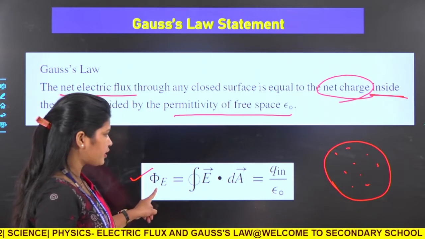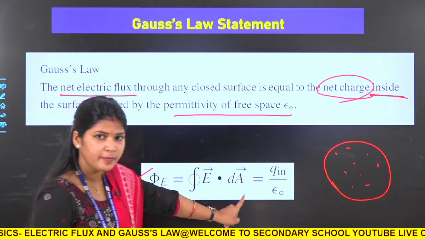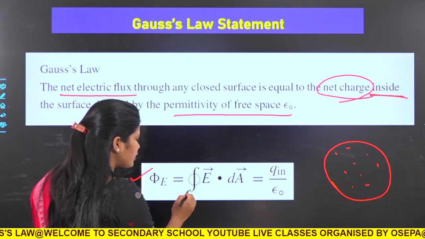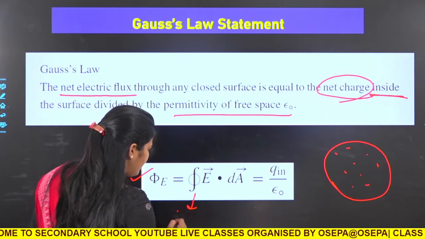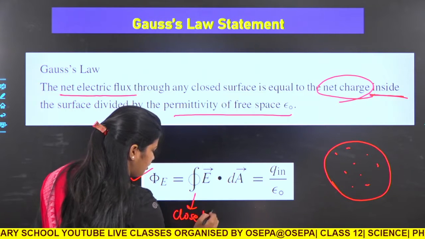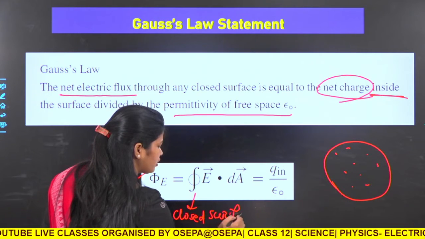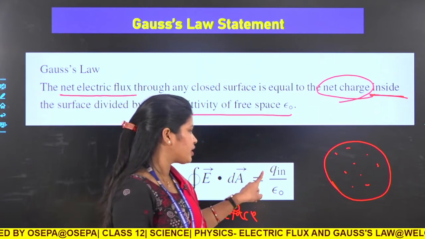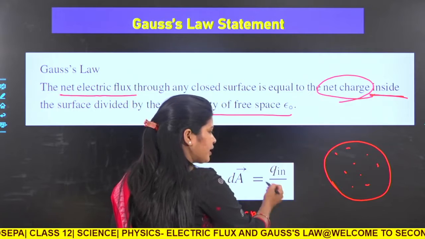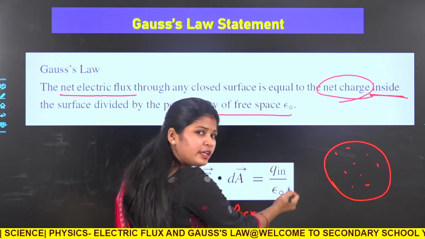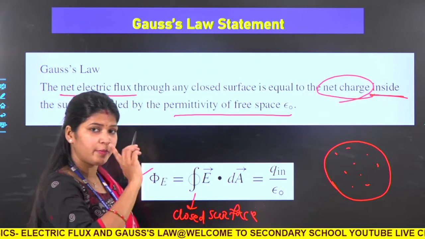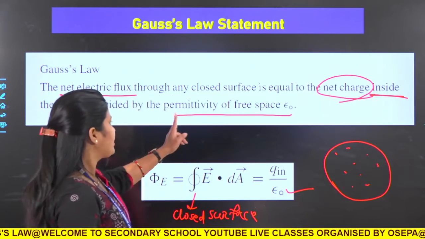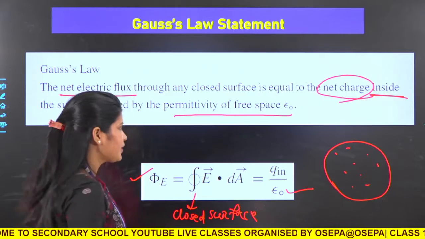equals phi. We know that flux is equal to closed integral of E dot dA. Phi is equal to closed integral, this represents the closed surface. Okay, closed integral of E dot dA is equal to Q inside, that means net charge inside the closed surface, remember inside, divided by epsilon naught, that is permittivity of free space. Okay.